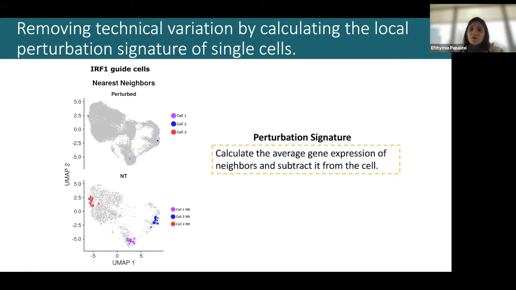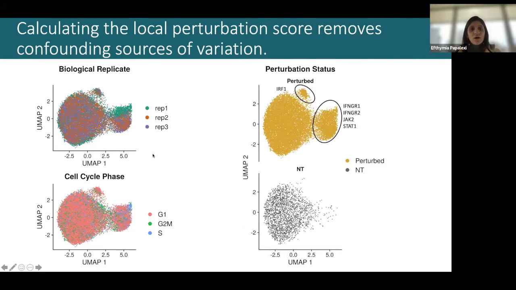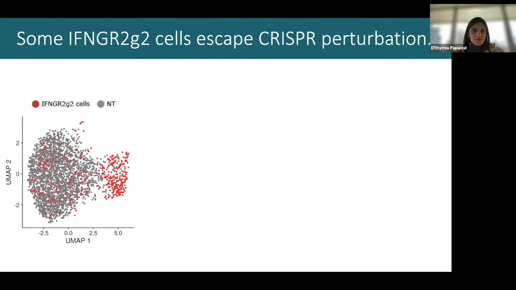Okay, so once we calculate the perturbation signature for every cell in the data set, then we can recluster the cells and see if we have removed the confounding sources of variation. And the answer is yes. We see that there are no replicate specific clusters or cell cycle phase specific clusters. And further, you can see that now, in addition to having these upstream components of the interferon pathway cluster, we also have another perturbation specific cluster, primarily composed of IRF1 guide cells. So this was promising, but still we didn't get quite as many perturbation specific clusters as we hoped.